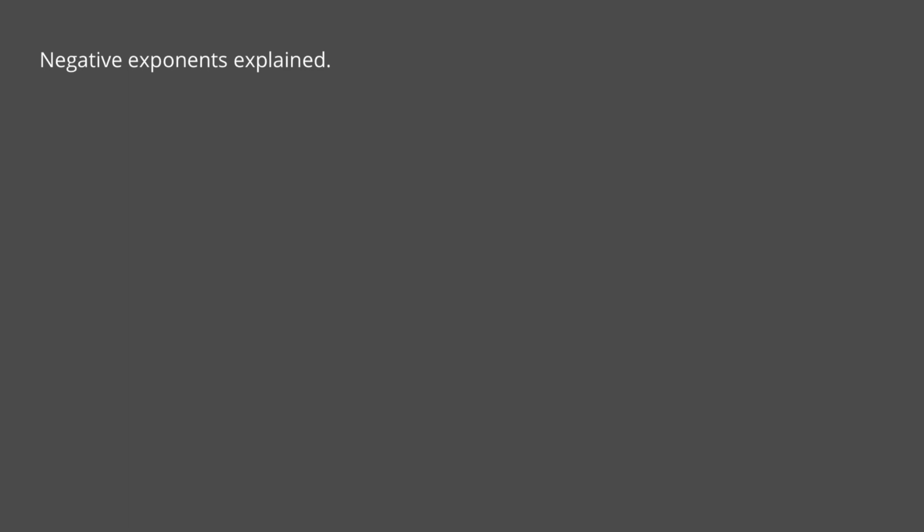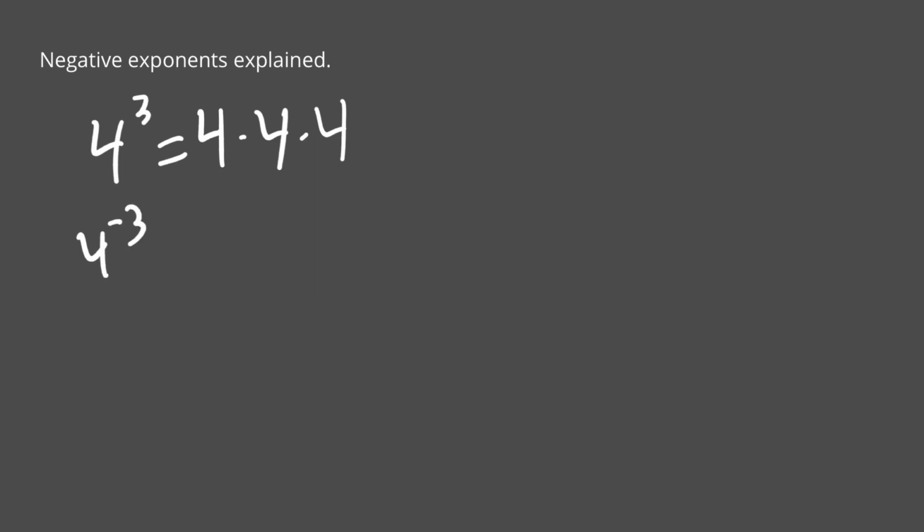So let's get started. First things first, we want to know what exponents actually are. So you will commonly see something like 4 to the power 3 written in a problem. And this is the same thing as 4 times 4 times 4. Okay, great. But now what if they gave us a negative exponent? Let's say 4 to the power negative 3.